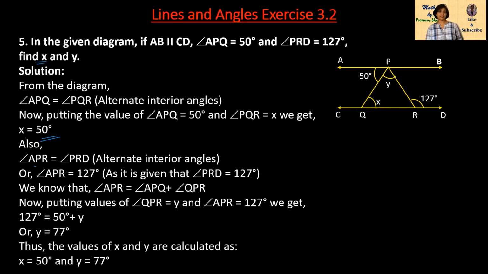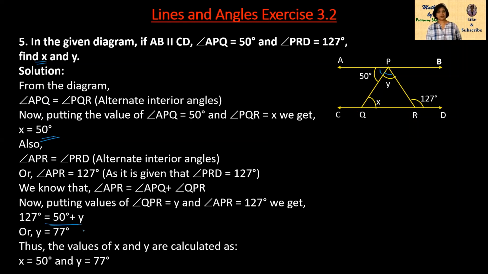And here again, APR equals PRD, right? So APR equals PRD and APR equals 127 degree. So if we are writing here APR equals APQ plus QPR. Why? Because this plus this will be joined, no? So APQ, we know that is 50, plus Y. So 127 equals 50 plus Y.